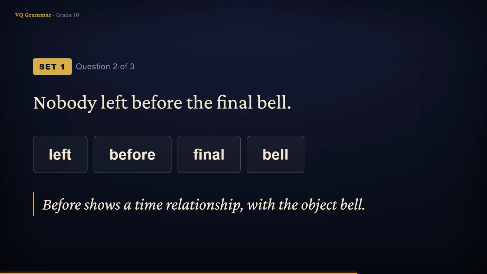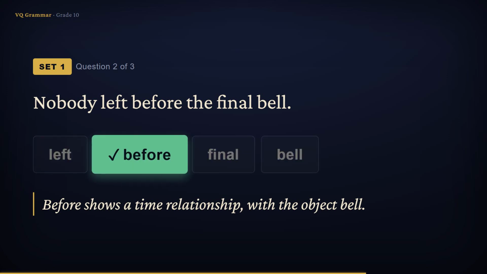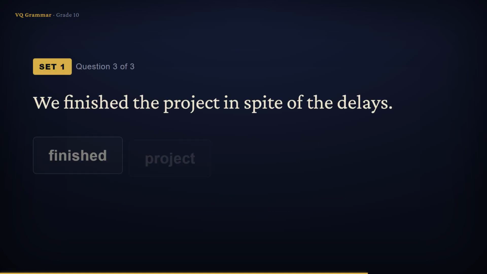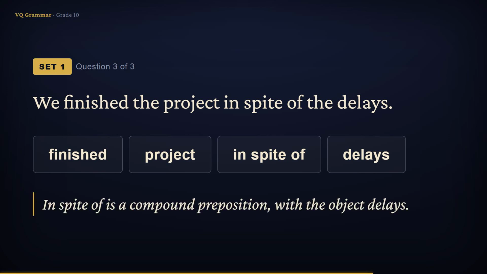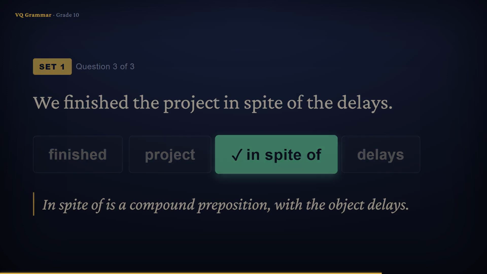Look for the relationship word with a noun after it. Before shows a relationship in time, and the noun bell follows it as its object, so the preposition here is before. Last one in this set. We finished the project in spite of the delays. Careful, this preposition is more than one word. In spite of is a compound preposition, and its object is delays, so the answer is in spite of.